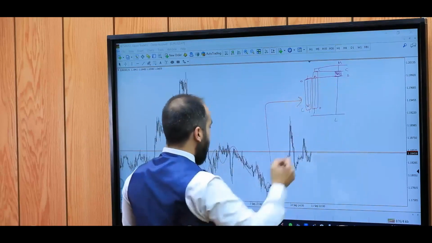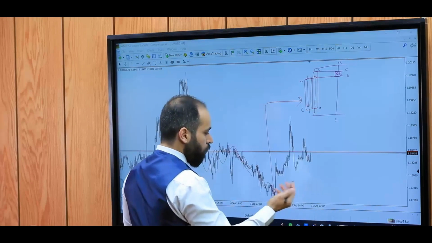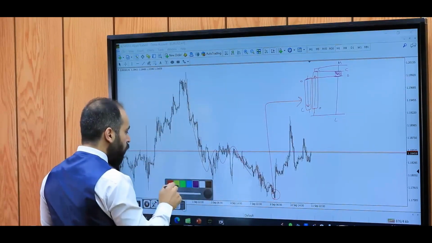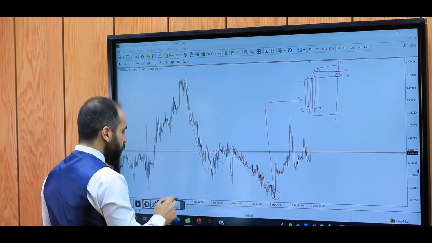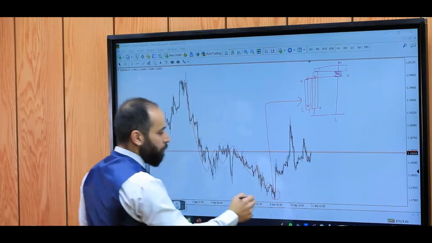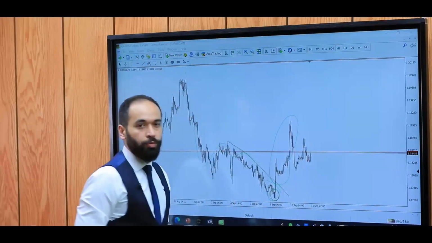And what does the hammer that forms after a downtrend indicate? I've said this many times, the chart literally talks to us, we just need to know its language. Let's see what it's saying. Here it's saying that after a downtrend, I have a hammer. We were able to get a good profit from the market with a buy that we can take here.